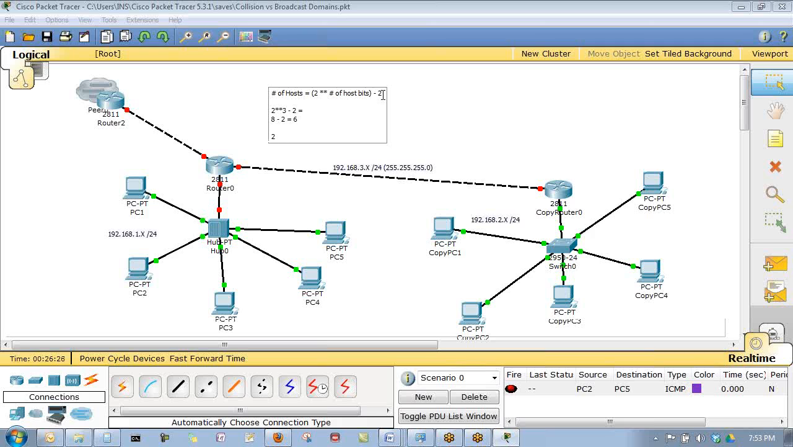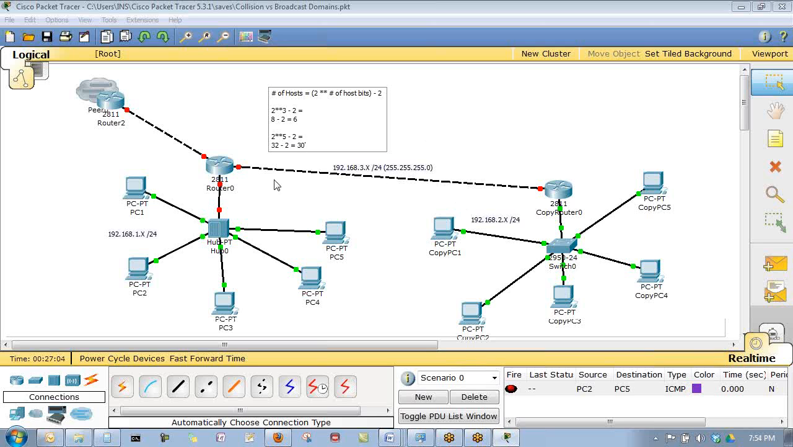So if we say 2 to the 5 minus 2 equals, well, 2 to the 5 is 32, minus 2 equals 30. So that's more than enough, don't you agree? Yes. That's more than what we need. But actually, we need a little room for growth, and we actually have to set up a couple of small subnets, all right?